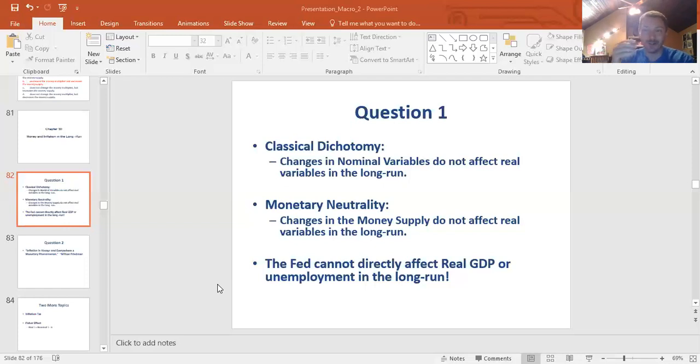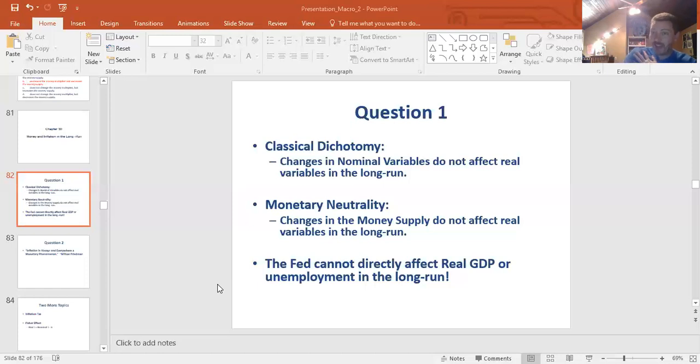I think it's actually a cool analogy to make the point that we're trying to make. The field represents our production and the transactions that we make. The markings painted on the field are nominal variables. They don't really have substance. We could just double all those numbers and it would make no difference whatsoever. That's the principle of monetary neutrality.